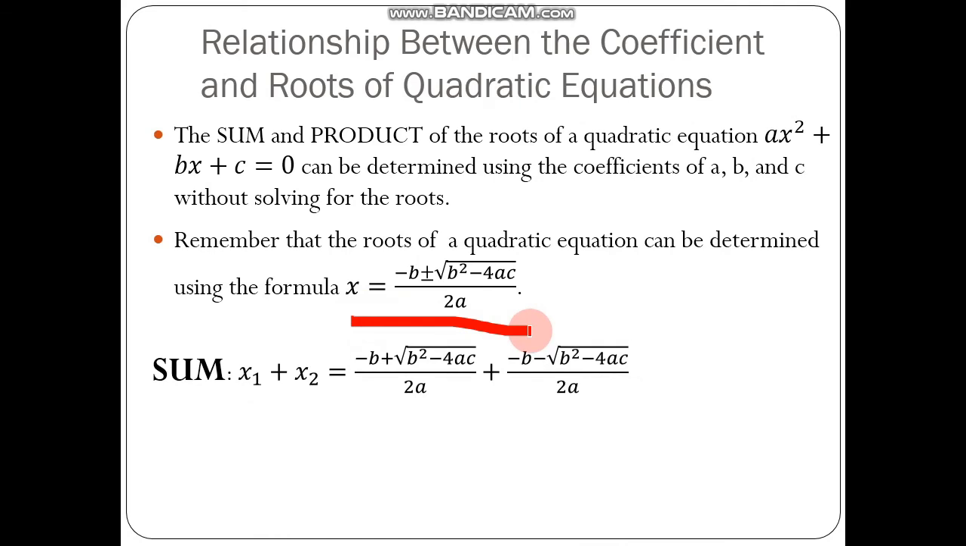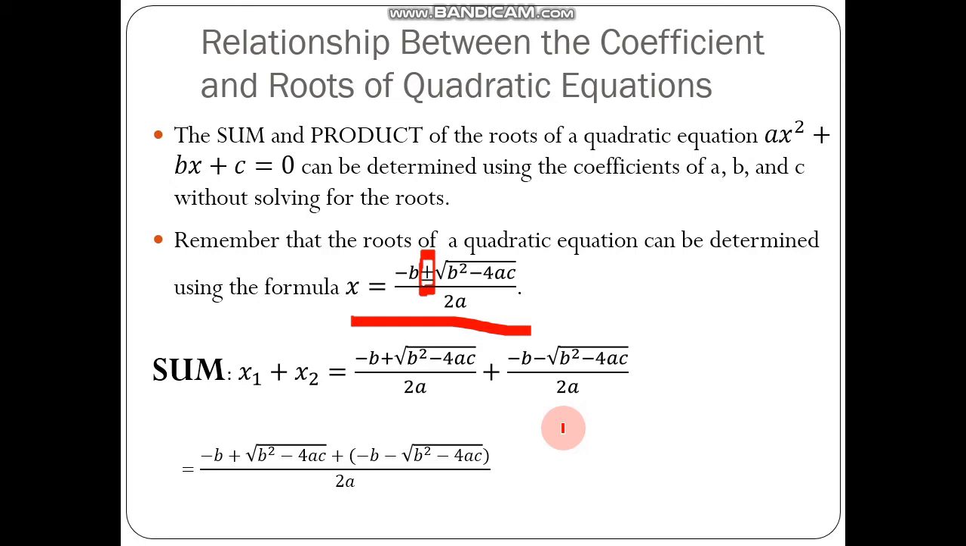The sum of the roots, we will use x sub 1 plus x sub 2. We are just simply separating the sign. So x sub 1 is negative b plus square root of b squared minus 4ac all over 2a. And our x sub 2 is negative b minus square root of b squared minus 4ac over 2a.